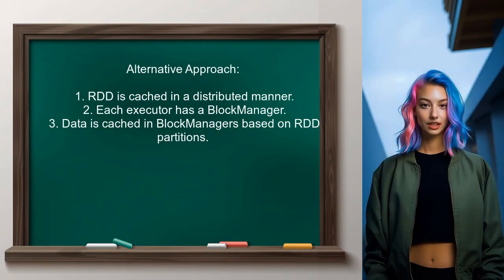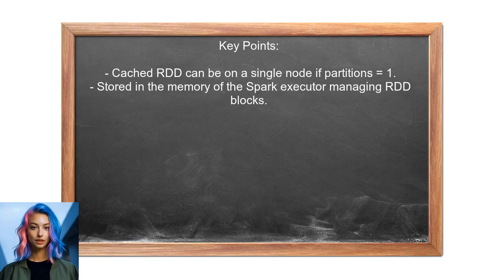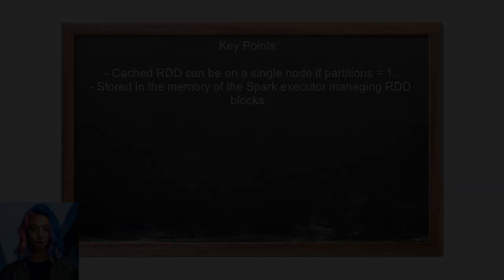This user explains that when you cache an RDD in Spark, it is stored in a distributed way across the cluster. Each Spark executor has its own block manager, which acts as a local cache for the RDD data. The data is cached in the block managers that participate in the computation, corresponding to the number of RDD partitions. However, if the number of partitions is 1, the cached RDD could end up on a single node. The cached data resides in the memory of the Spark executor that manages the RDD blocks.